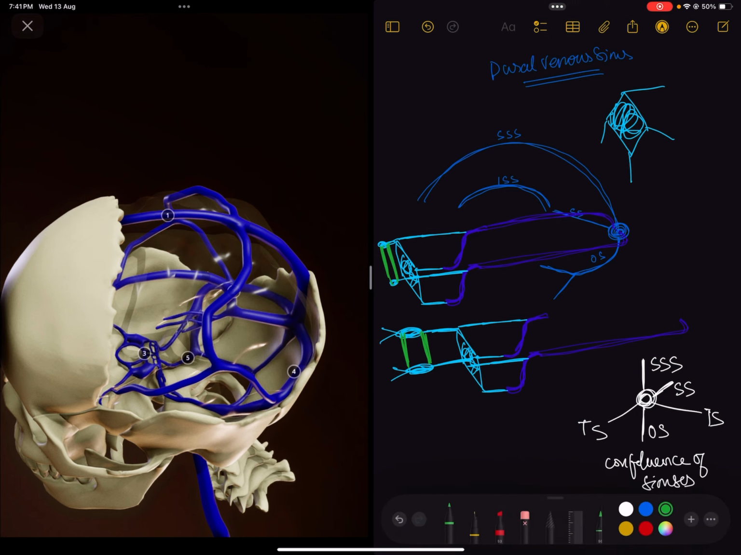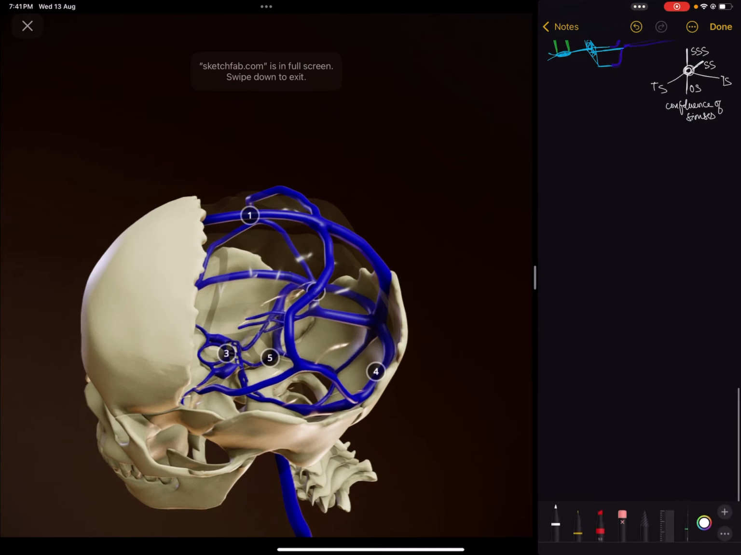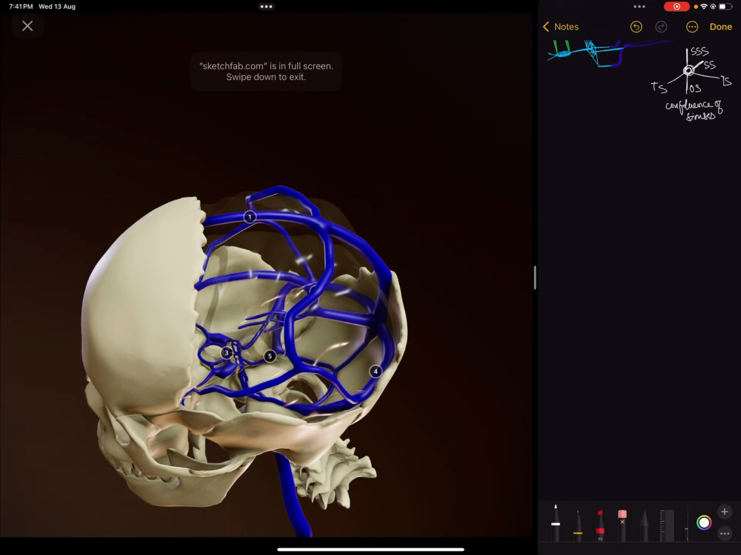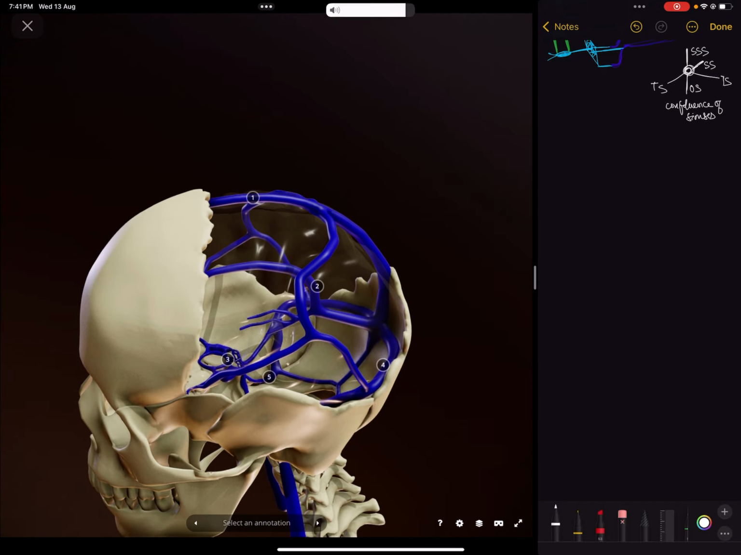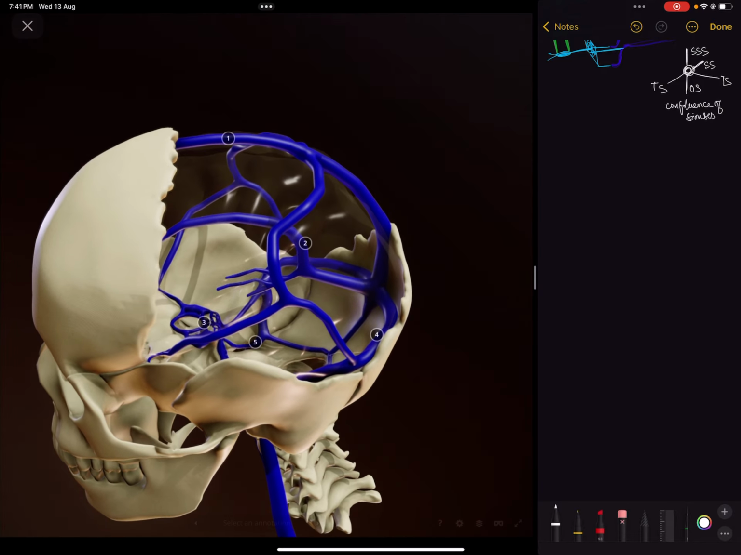And then the sinuses that come down, at this point they will continue down as the internal jugular vein. That's basically all I need to know, or we need to know, for dural venous sinuses. Now we'll say the same in the diagram. As we can see, from above the superior sagittal sinus comes and ends at the confluence of sinuses.